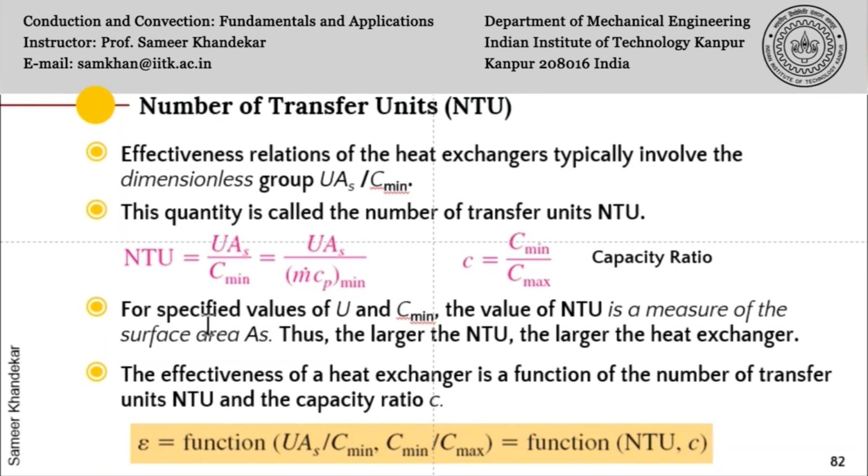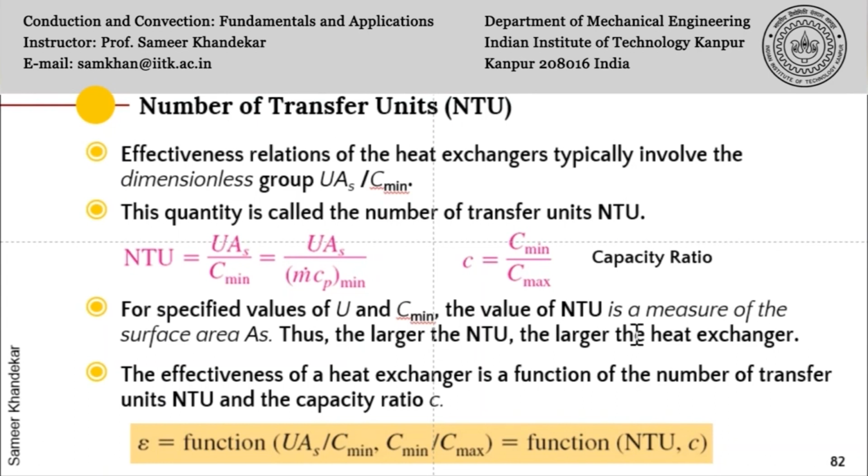So what do we see? If U, which is the overall heat transfer coefficient, which depends on the mass flow rate and the geometry of the heat exchanger, is given, for example, for a given material medium and the type of flows in a given heat exchanger, then U can be estimated, which we have seen in the earlier lectures. Cmin we can also estimate. So for specified values of U and Cmin, what does the NTU tell you? The value of NTU is the measure of the surface area. You can see here A_S. So the larger the NTU, the larger the heat exchanger.